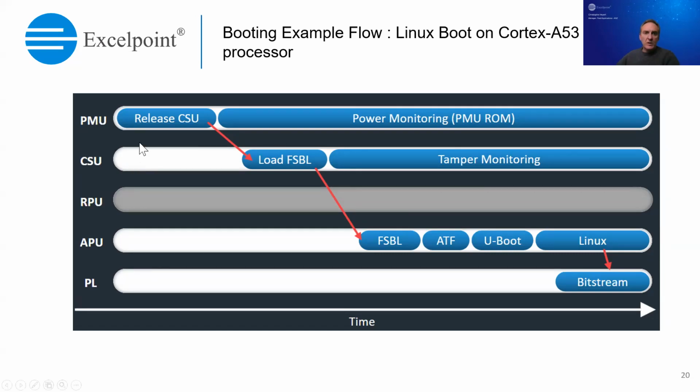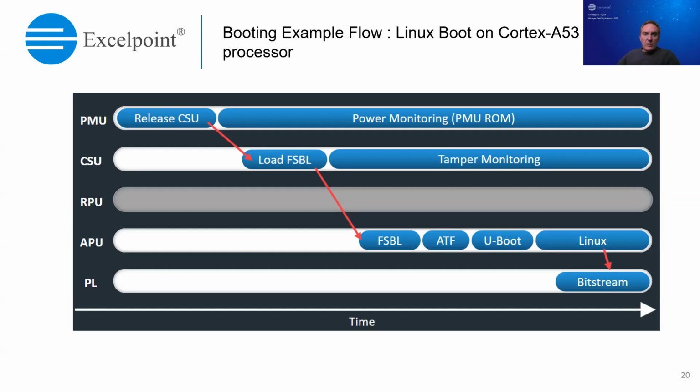After the PMU releases the CSU from reset, if it is in non-secure mode, it loads the first stage bootloader into on-chip memory. If it is in secure mode, then the configuration and security unit checks to determine if authentication is required by the FSBL or the user app, and it proceeds only if the authentication check passes. Then it checks if the image has any encrypted partitions as well. After loading the first stage bootloader, the CSU goes into tampering monitoring mode. The PMU firmware also runs from PMU RAM in parallel to the first stage bootloader in on-chip memory.